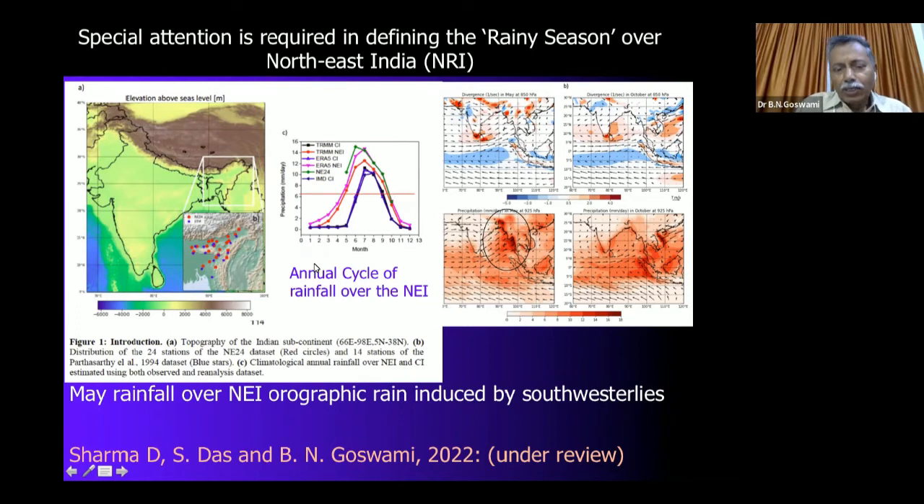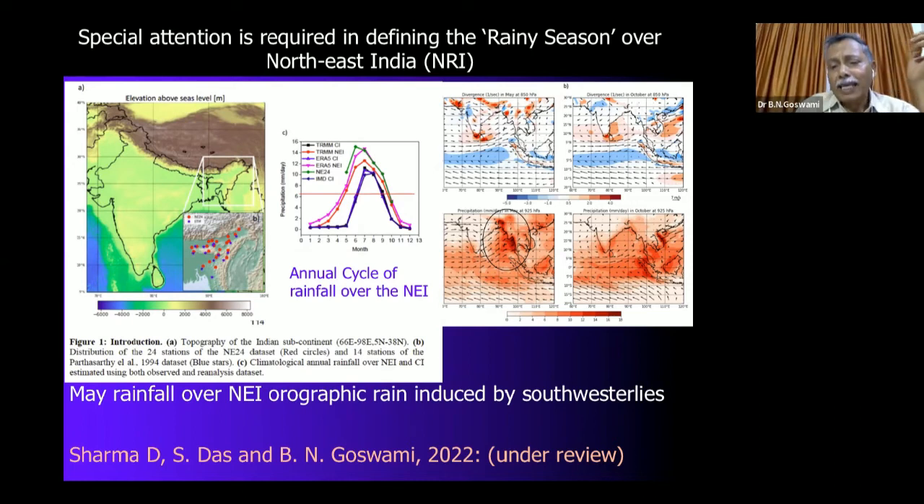So we actually looked at whether we can consider this May rainfall as possibly associated with the monsoon. How do we define monsoon? As I defined, if the large-scale heat source moves to the north and the winds above the boundary layer are produced by this heat source, then we should call it a monsoon.